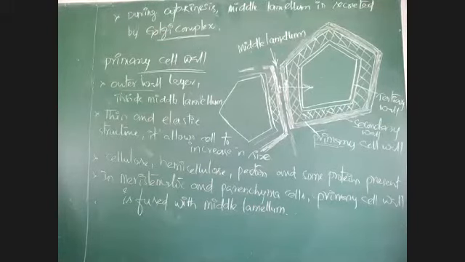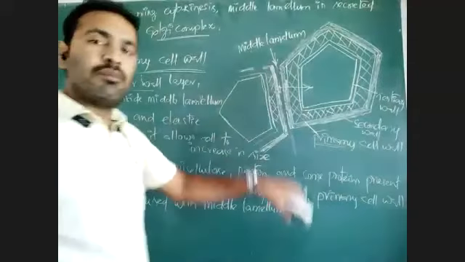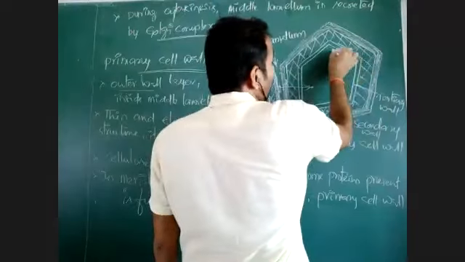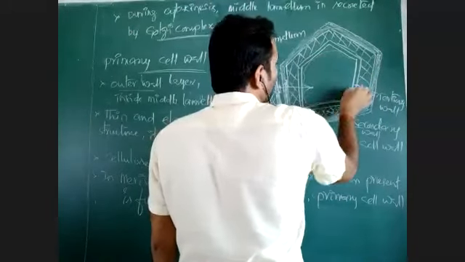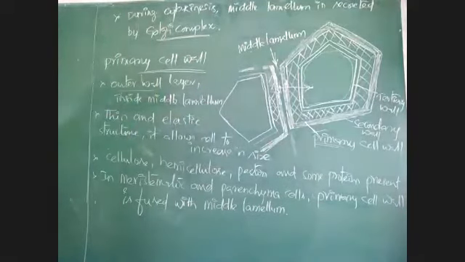Among primary, secondary, tertiary, which part is the cell plasma membrane? No, the plasma membrane is present separately. Cell wall is separate, plasma membrane is separate. This is only the cell wall. Inside this there is another membrane. The plasma membrane is present inside the cell wall.